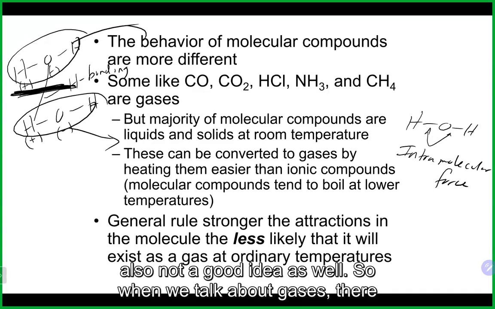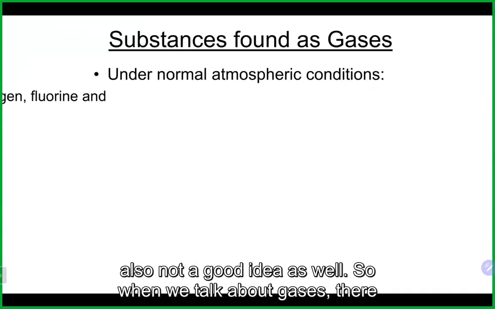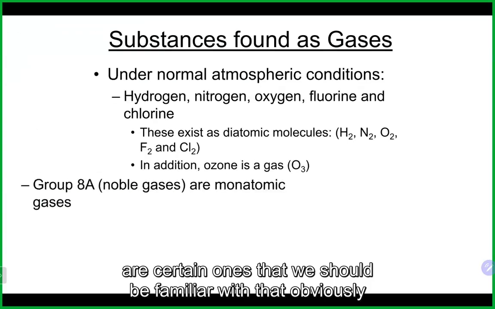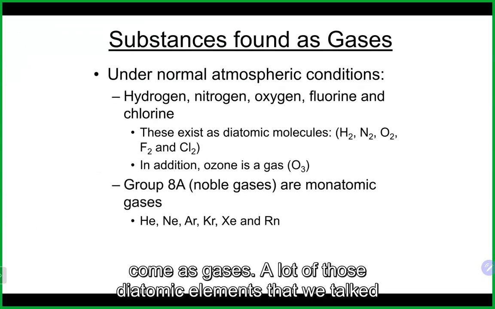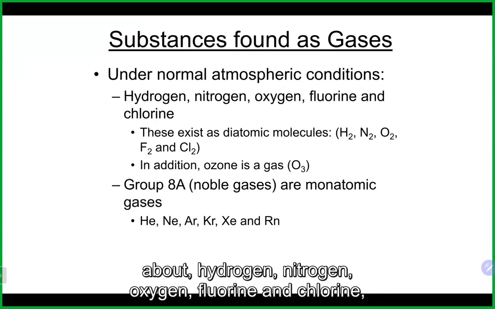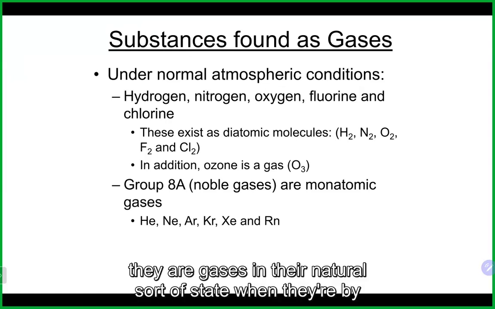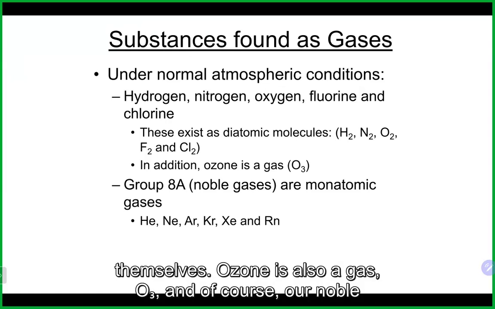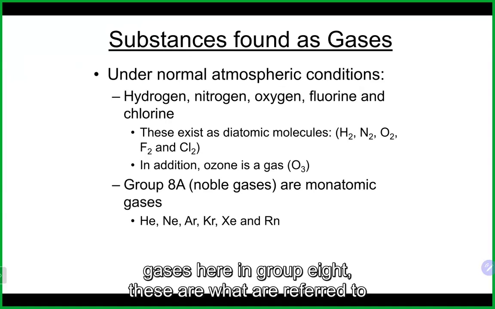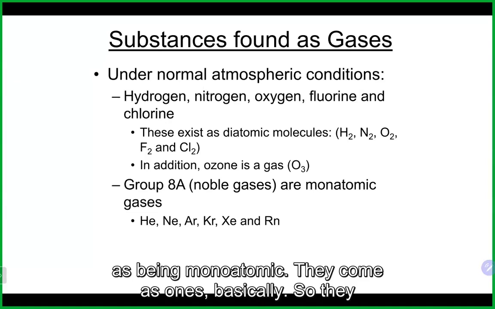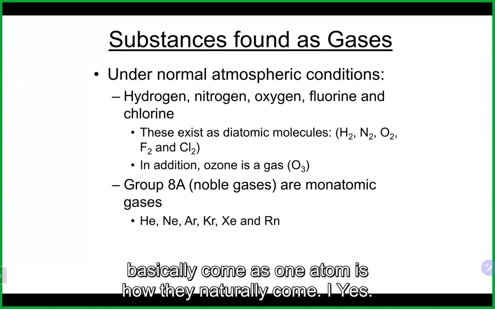So when we talk about gases, there are certain ones that we should be familiar with that obviously come as gases. A lot of those diatomic elements that we talked about, hydrogen, nitrogen, oxygen, fluorine, and chlorine, they are gases in their natural state when they're by themselves. Ozone is also a gas, O3. And of course, our noble gases here in group 8. These are what are referred to as being monoatomic. They come as ones, basically. So they basically come as one atom is how they naturally come.